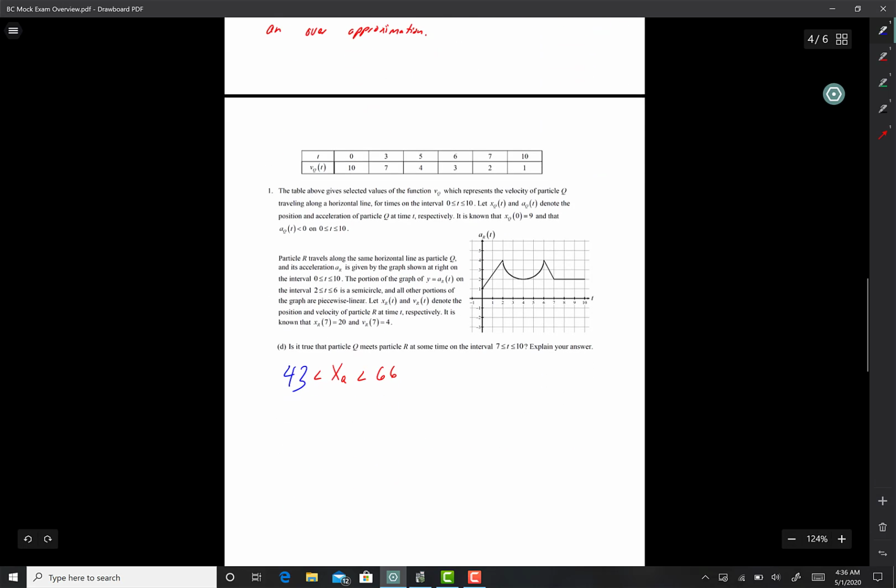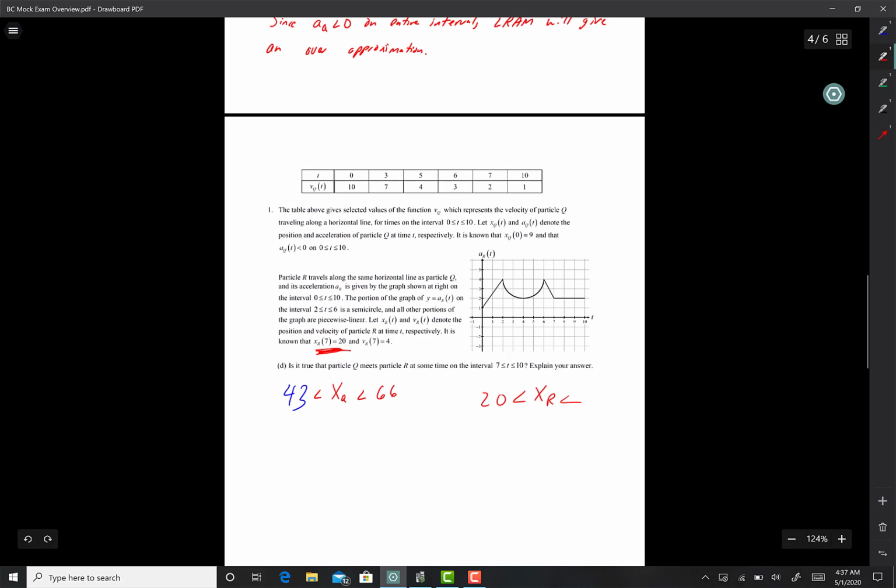So now, that's for x of q. Now I need to find x of r. So x of r, the smallest it's ever going to be is right there, 20. You guys see what I'm trying to do here? All I care about is, is that value of x of r somewhere between 43 and 66? If the highest value is a 70, then yeah, of course, somewhere down the line between 7 and 10, they're going to meet. Maybe, it's a maybe.